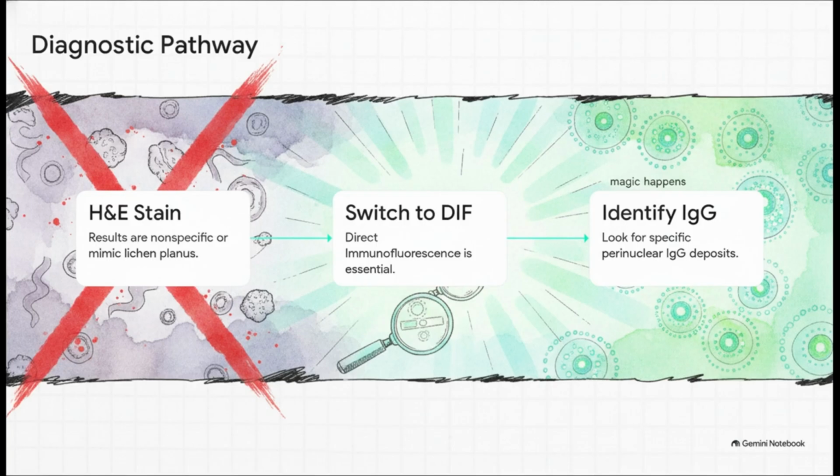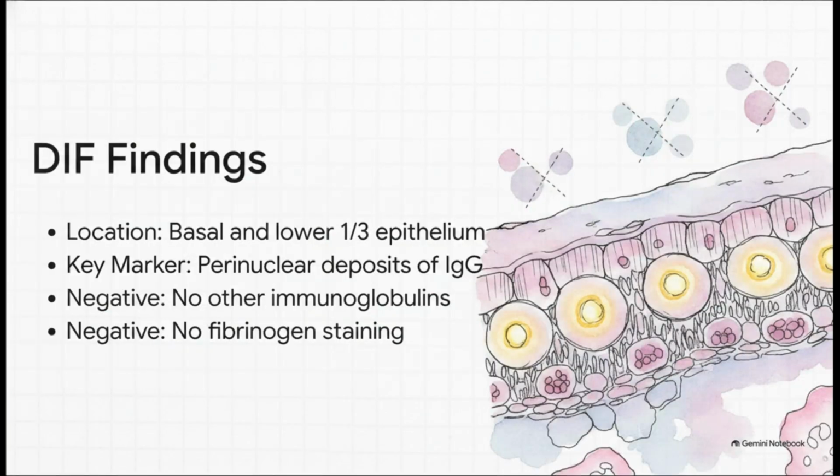Which leads us to step 2. You must pivot to direct immunofluorescence, or DIF, to unmask the true diagnosis. And step 3 is where the magic happens, identifying those specific perinuclear IgG deposits. Look, if there is literally one thing you memorize from this entire session today, let it be this highly testable fact. Under direct immunofluorescence, CUS will distinctly show perinuclear deposits of IgG.